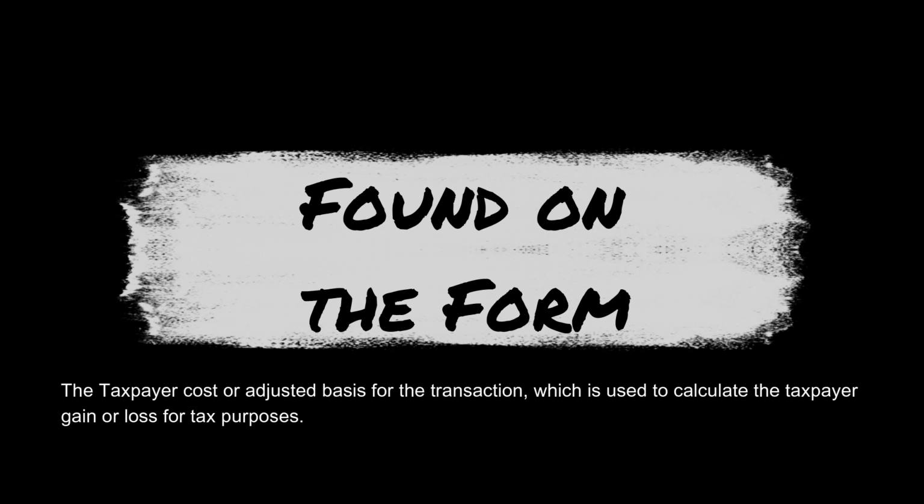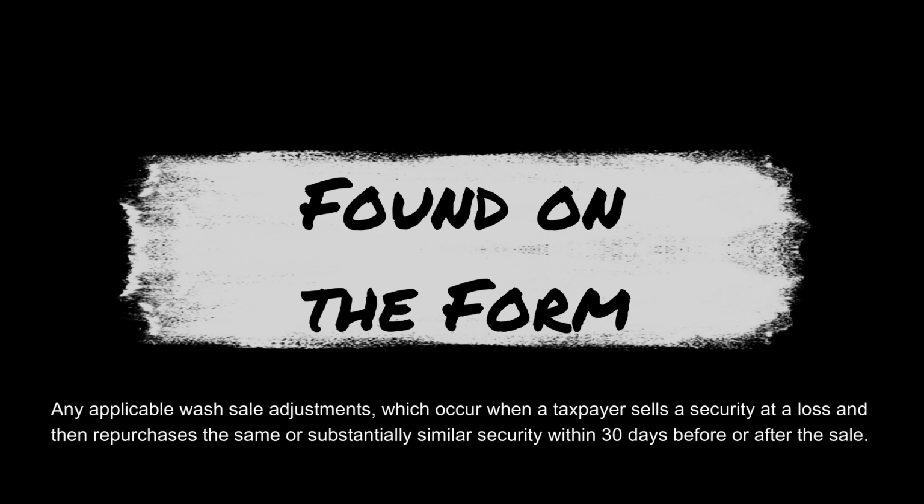the taxpayer cost or adjusted basis for the transaction, which is used to calculate the taxpayer gain or loss for tax purposes, and any applicable wash sale adjustments which occur when a taxpayer sells a security at a loss, then repurchases the same or substantially similar security within 30 days before or after the sale.